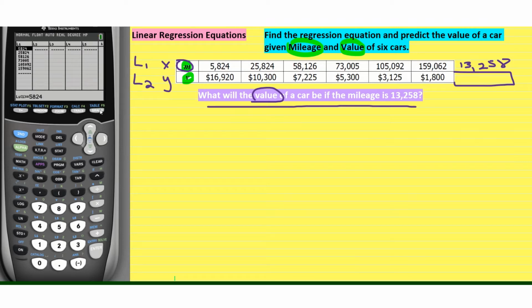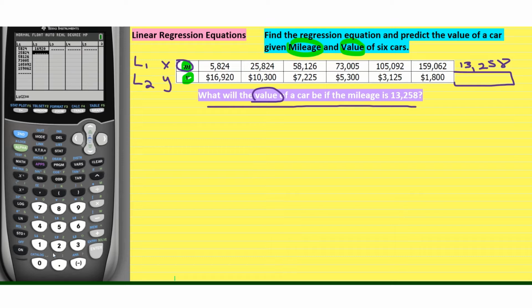Okay, so if you notice, I have already put the first row of data. All the mileage has been entered into L1. So I'm going to do my right arrow, and I'm going to start entering in L2, which will be my Y values, or the second row of data. So let's go ahead and do that.